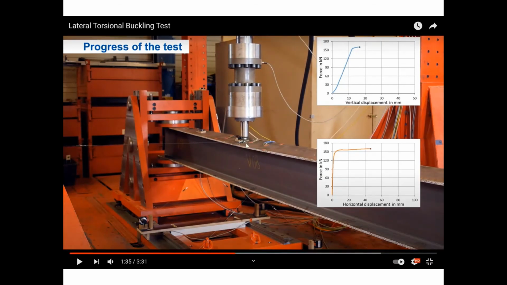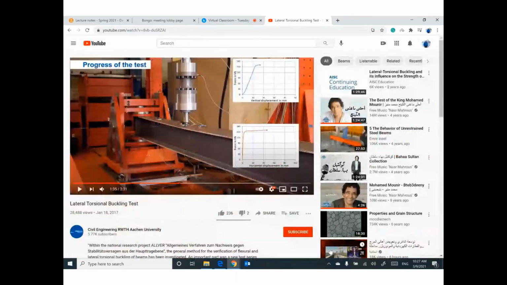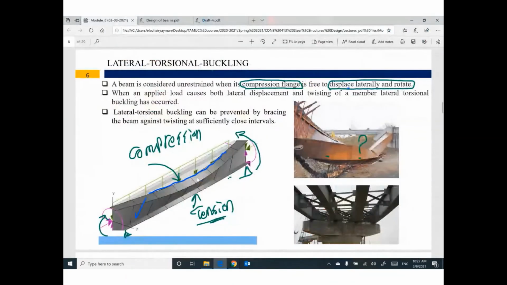If this happens, we cannot expect more load to be supported by the beam. The beam started to fail. This phenomenon is called lateral torsional buckling. Lateral torsional buckling happens to the compression flange of any steel member.